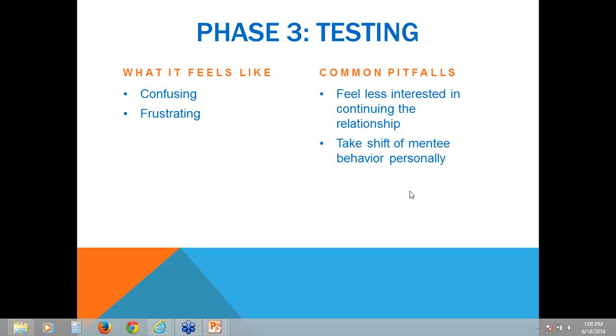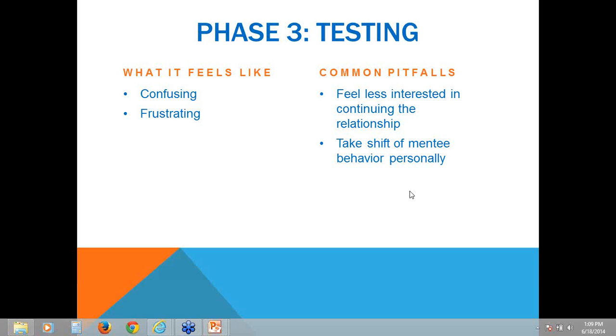So you may feel less interested in continuing in that relationship because you're just not feeling competent in the relationship as a mentor, or you may begin to doubt your own ability to make a difference in the student's life. And this is a time that most matches fail, or some matches fail.